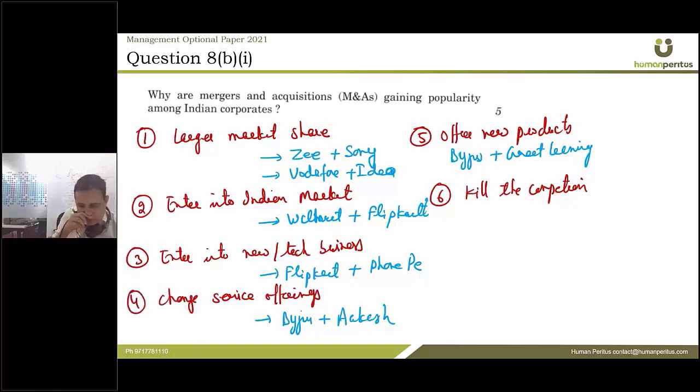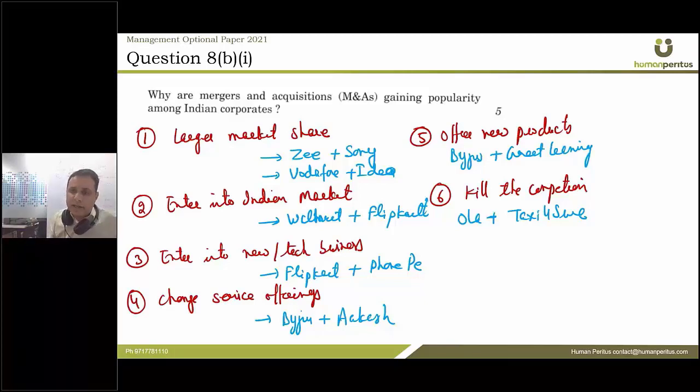So around the year 2013-14, Ola acquired a company named TaxiForSure. Basically, TaxiForSure was equally competing with Ola. So they just bought it for around 1200 crores, and they did nothing with that. They just discarded it. They didn't use any resource of TaxiForSure, nothing. They bought this company just because they didn't want somebody else to grow, and therefore they just wanted to kill the competition. So Ola acquired TaxiForSure. So guys, these are some of the reasons why mergers and acquisitions are gaining popularity among Indian corporates.